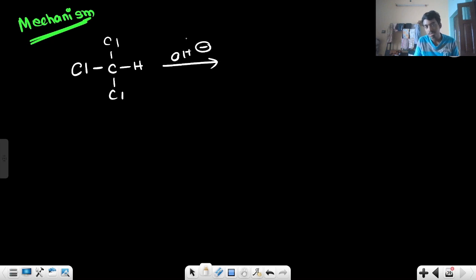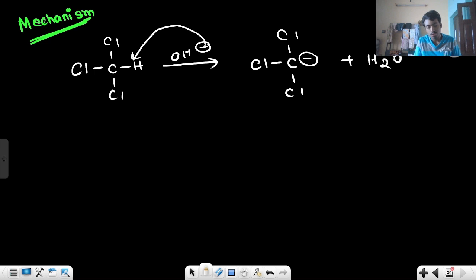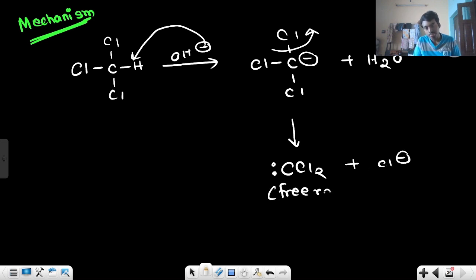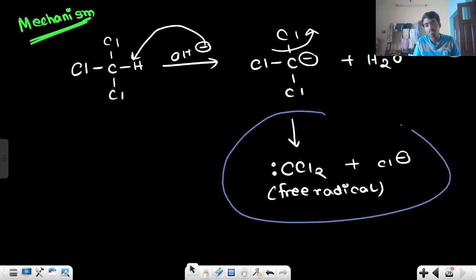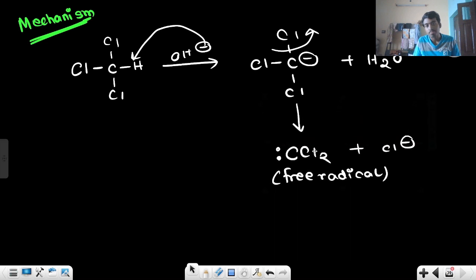Alcoholic OH releases OH minus, so OH minus attacks hydrogen, so water is formed. So we have CCl3 minus plus water. What happens is this carbon throws away one Cl. So what is formed? CCl2 with a lone pair, plus Cl minus. What is this? This is a free radical. You remember, free radicals we taught you in class 11, and this is one of the reactions where free radicals are used. Right?